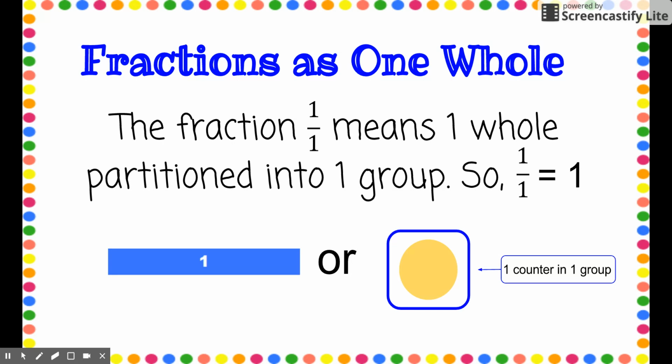The fraction 1/1 means 1 whole partitioned into 1 group. So 1/1 is equal to 1 or 1 whole. So here we have 1 whole fraction strip. It's the same as taking a group and putting 1 whole counter inside. So in our last example, we had 4 pieces. That would be 4/4, which is still 1 whole piece. We just shaded them all and broke it into 4 pieces.